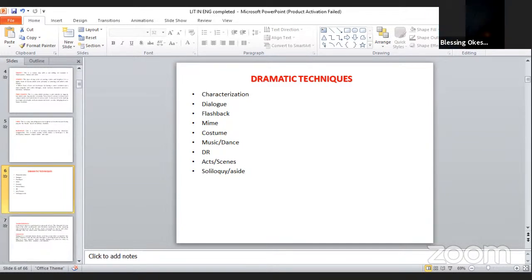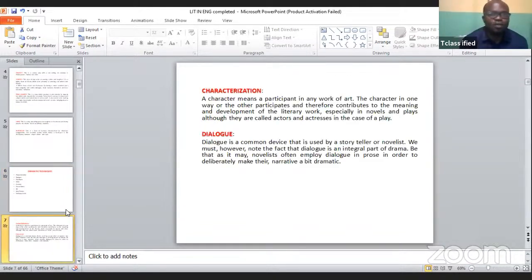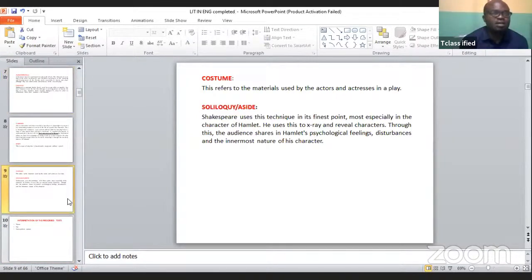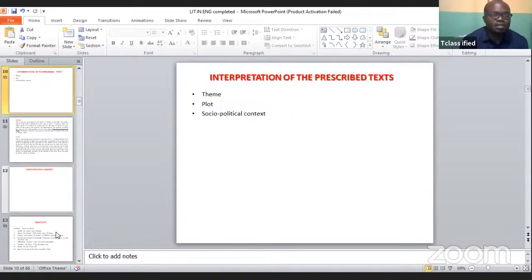We looked at the act of dancing and other things. We also looked at what their meanings are. Then we looked at interpretation of prose.